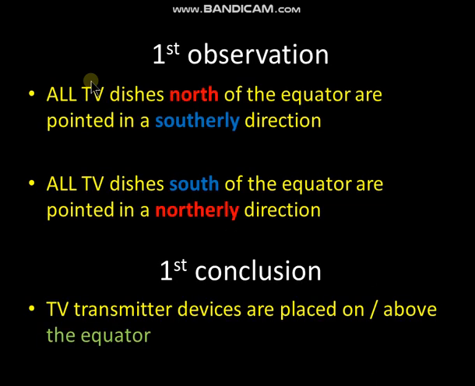So first observation: all TV dishes north of the equator are pointed in a southerly direction, and all TV dishes south of the equator are pointed in a northerly direction. So the conclusion is the TV transmitter devices are placed on or above the equator.